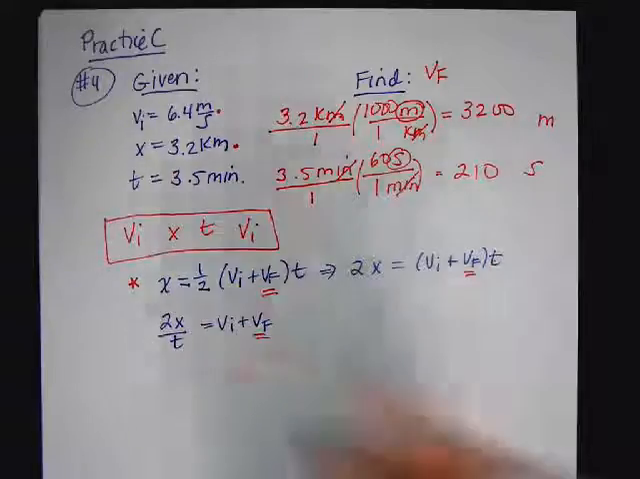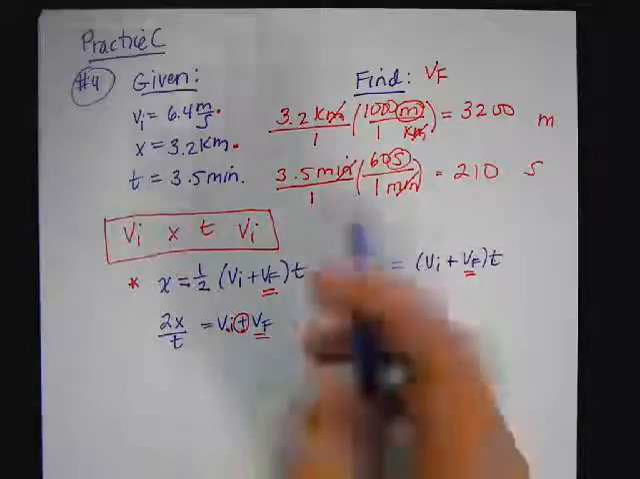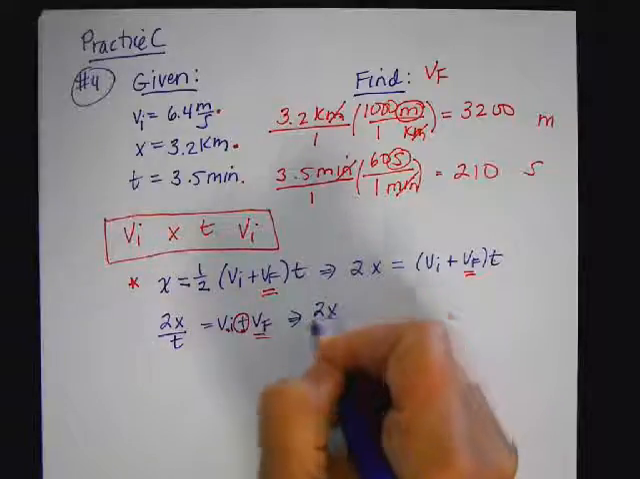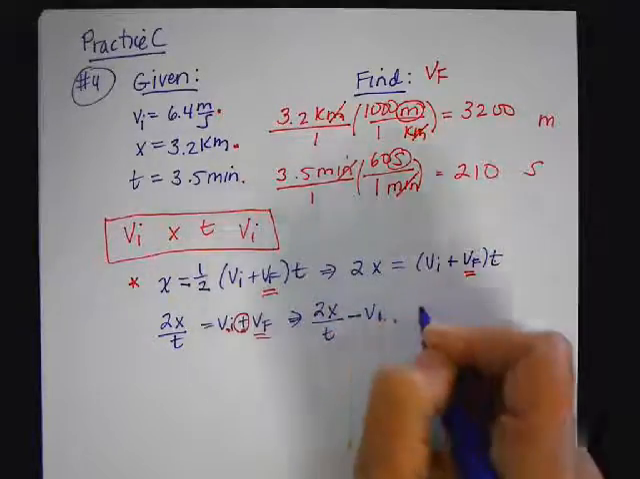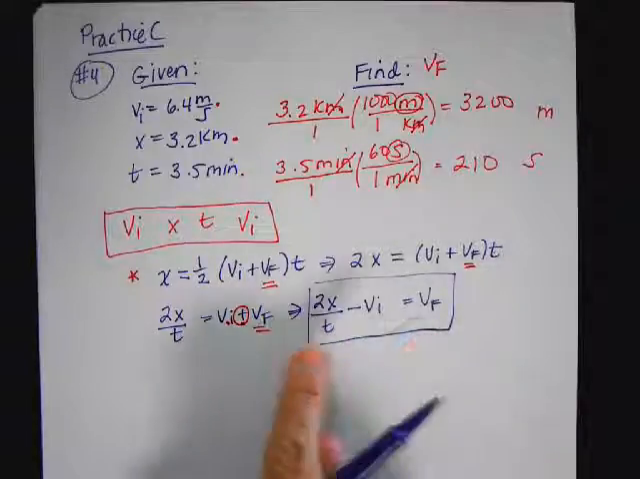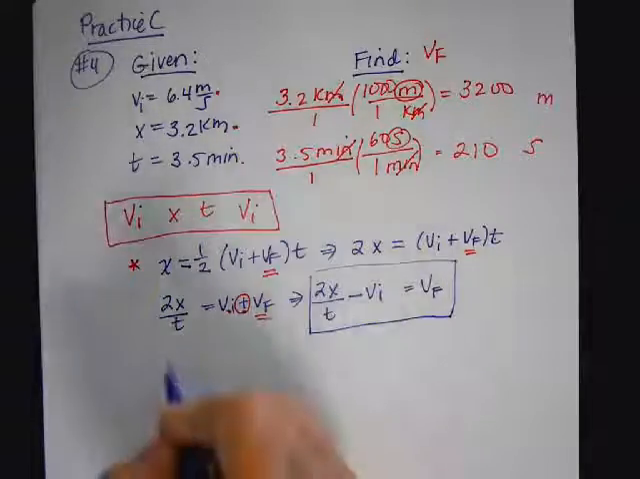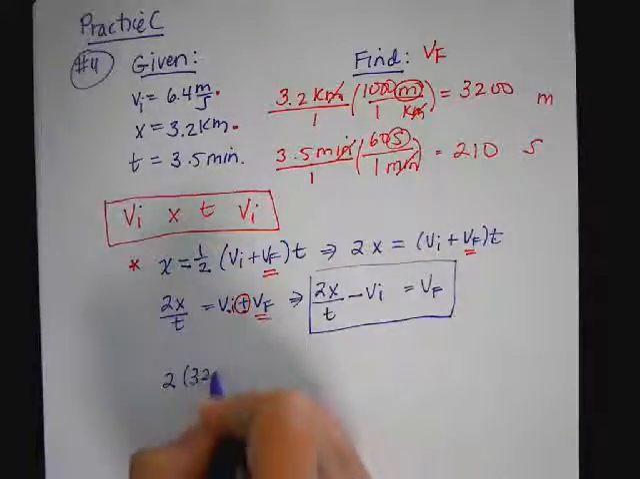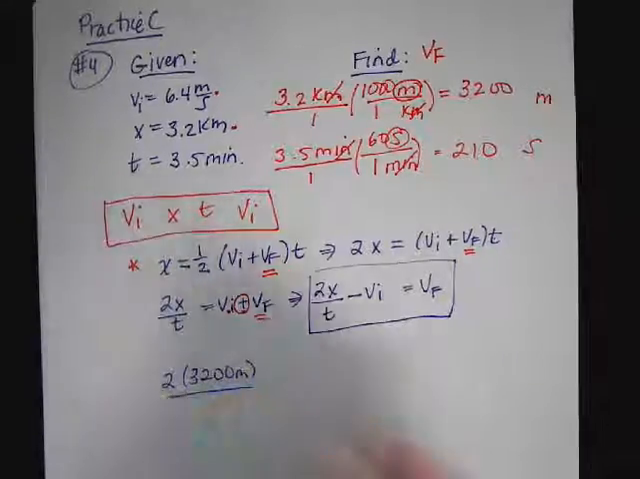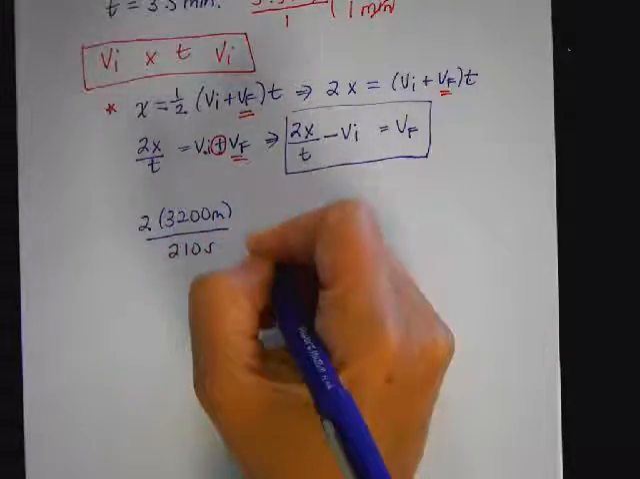Because this is a plus sign, if I want to get rid of this VI, I have to subtract it from both sides. So now I have 2x over T minus VI is equal to VF. What you see here is I have my unknown in terms of my known. Now when I substitute in my values, 2 times 3200 divided by 210 seconds minus 6.4 meters per second.